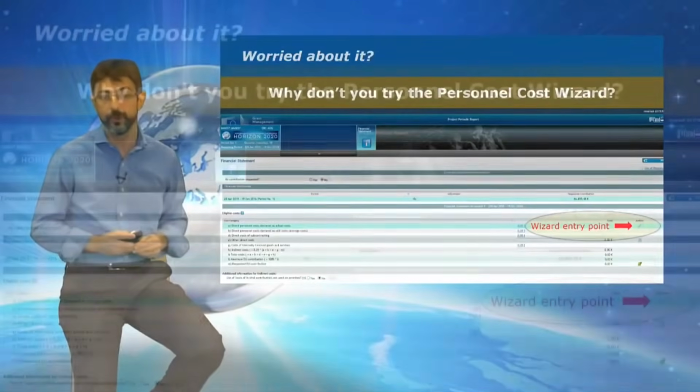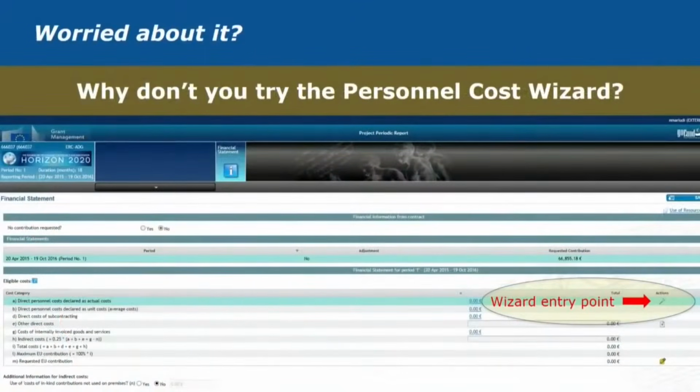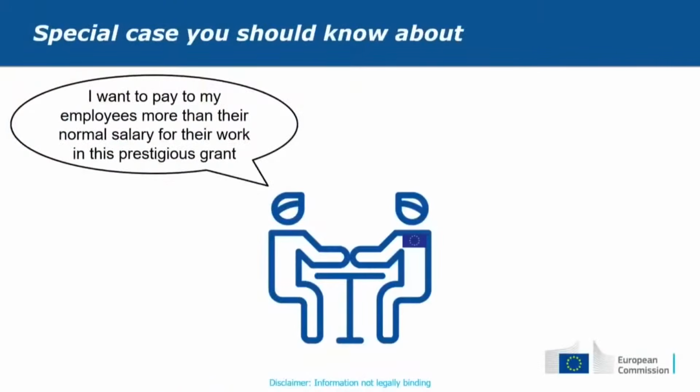You have there the entry point to this wizard tool, which is available at the time of your reporting, so the financial reports, okay? You see there this magic wand which will give you the access to the wizard, which is not mandatory. You may use it, you may not use it, it's your choice. It's available for you. We have done it to help you with the calculations and all the conditions, but if you prefer to do it on your own, the way is the one in the grant agreement, that's fine. But if you want, the possibility is there.